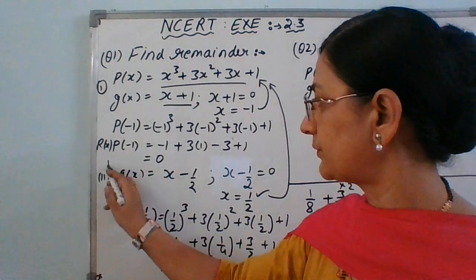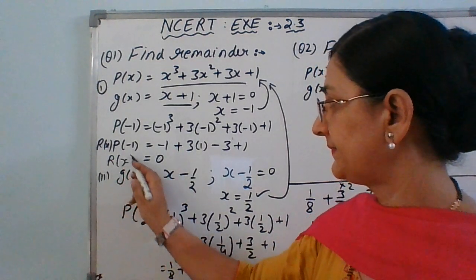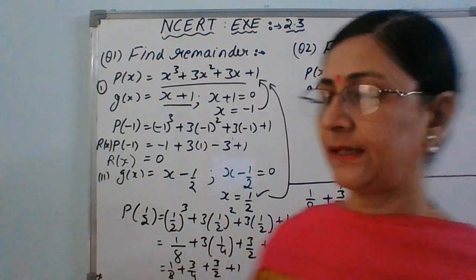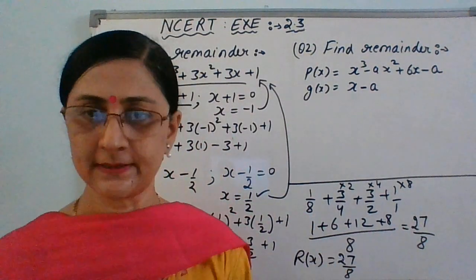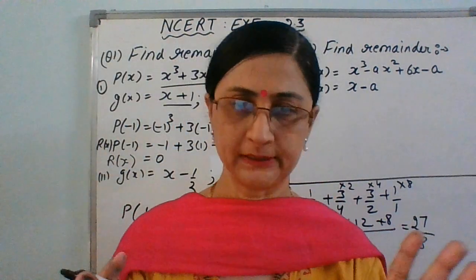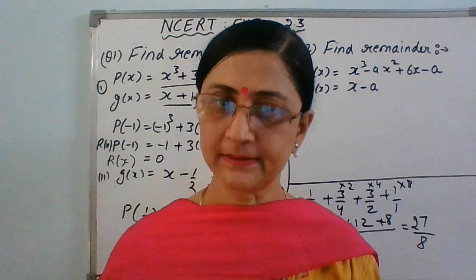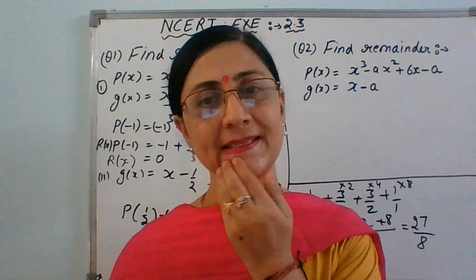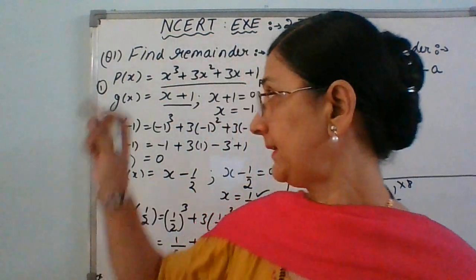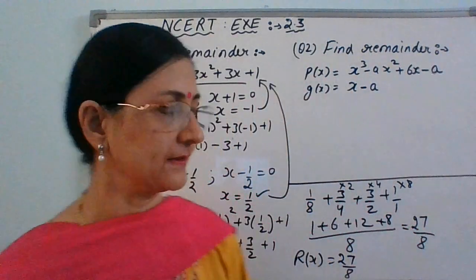So in the first part, what was the remainder? The remainder was 0. Right, and in this case it came out to be 27 by 8. So this is the remainder. We equate g(x) to 0. g(x) means the divisor by which we divide, and then the value of x that comes we put in the polynomial, right? And we find the answer, that is the remainder.